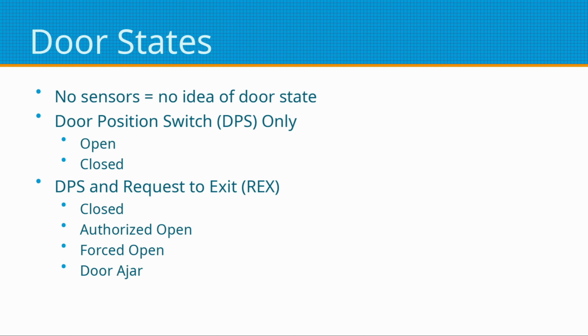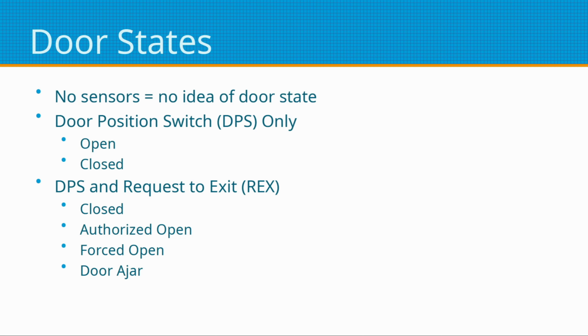So let's talk a little bit about some door states. You put access control on a door, but you don't monitor it. You have no idea if that door is open or closed. So if you have no sensors on a door, just a card reader and a lock, that's great. People can use their card to get in and out, but you have no idea if that door is open or closed. So that's when we add a door position switch or a door position sensor. Those are pretty much interchangeable terms, and that tells you if the door is open or closed.